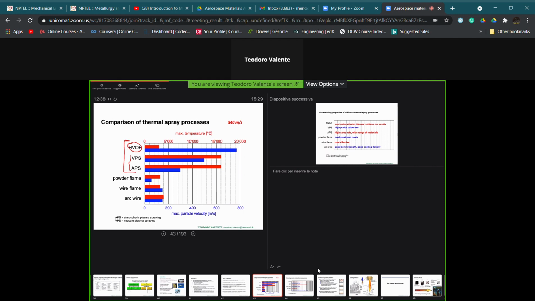The first one is called VPS, which means vacuum plasma spraying. The second one is called APS, which stands for air plasma spraying. What does it mean? It means that, well, the high velocity oxygen fuel process we will discuss, but it has a combustion process in order to generate the heat source.